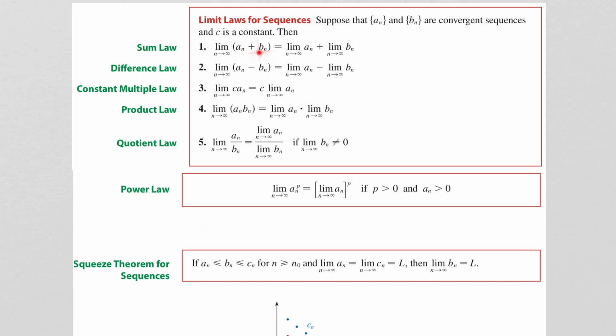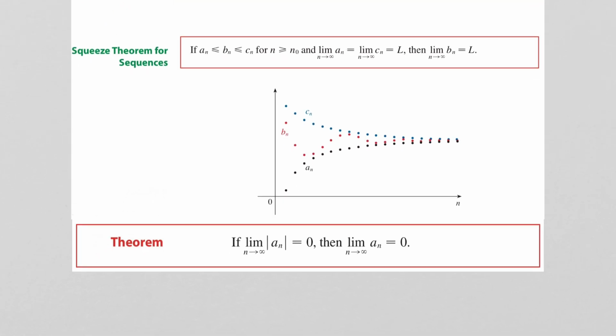I'll read a couple of them. The limit of the sum of two sequences is the sum of the limits of the sequences, provided that the limits exist. The limit of the difference between two sequences is the difference of the limits. Constants can be factored out of limits. Limits of products is going to be a product of limits. Limits of a quotient will be the quotient of the limits as long as the denominator is not 0. The limit of something to a power is going to be the limit of that thing raised to the power.